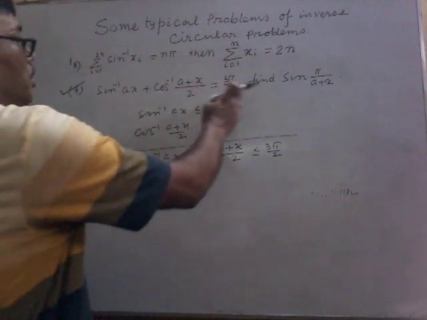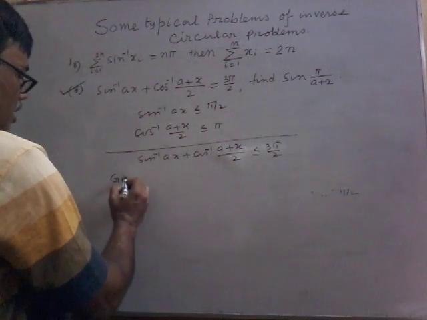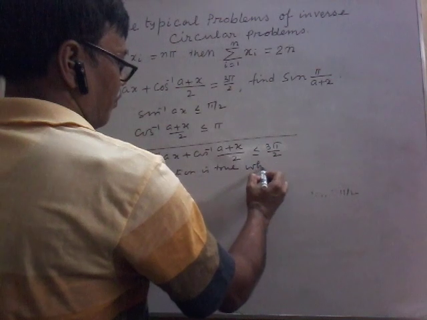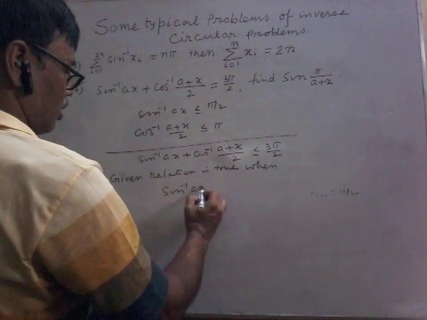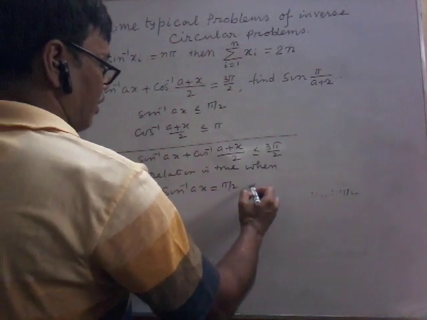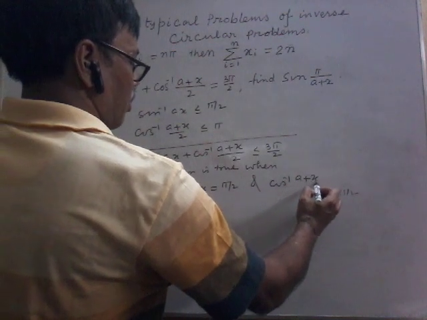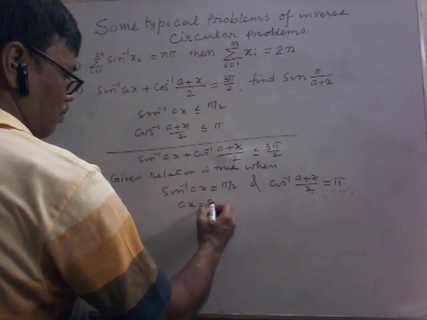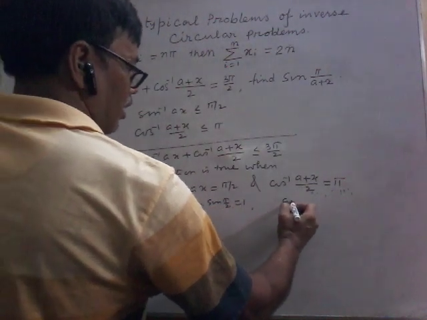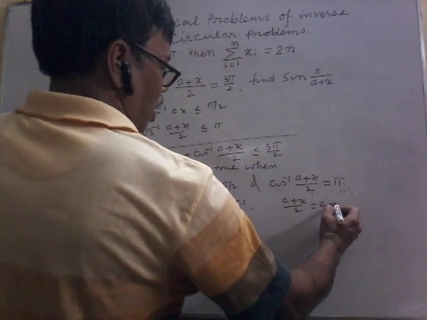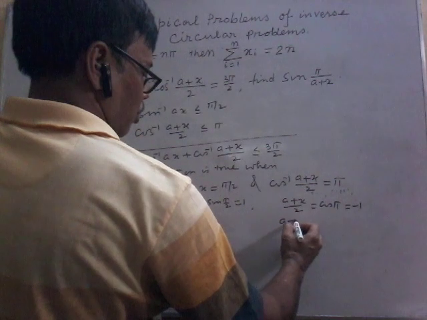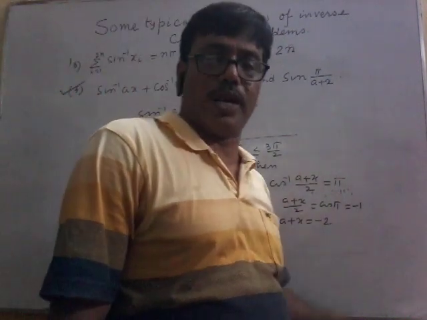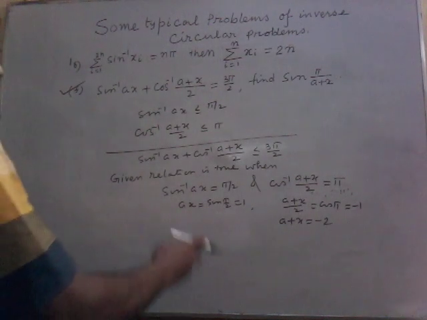Now what is your given value? So the given relation is true when sine inverse ax equals pi by 2 and cos inverse of (a plus x) by 2 equals pi. So what we are getting: ax equals sine pi by 2 equals 1, and (a plus x) by 2 equals cos pi equals minus 1. So a plus x equals minus 2. Solve these two equations, ax equals 1 and a plus x equals minus 2.